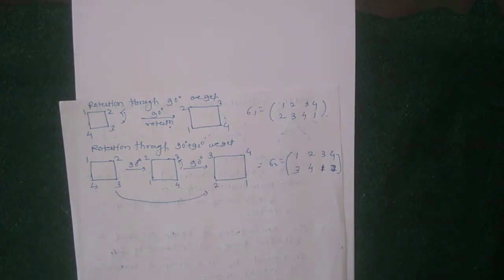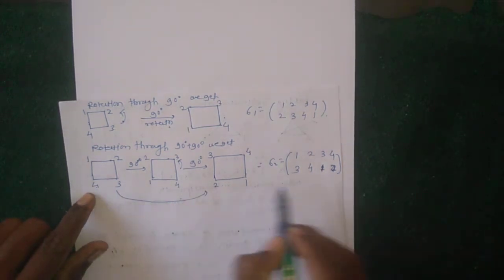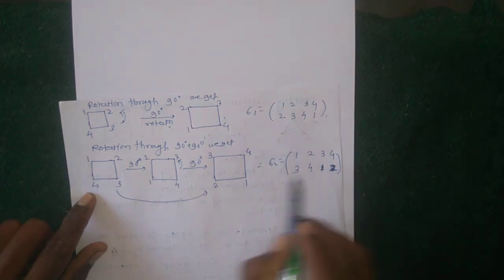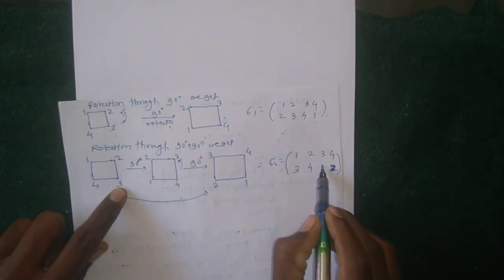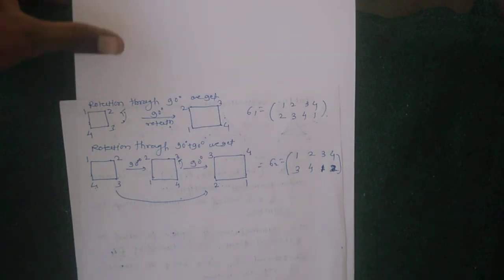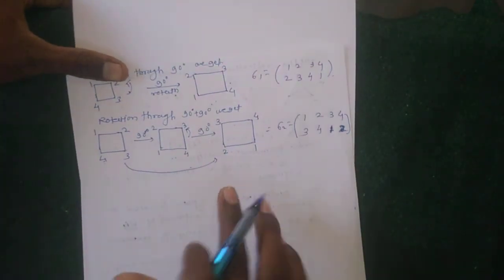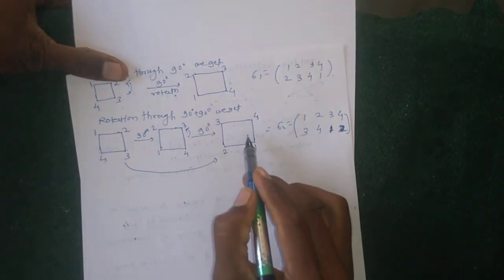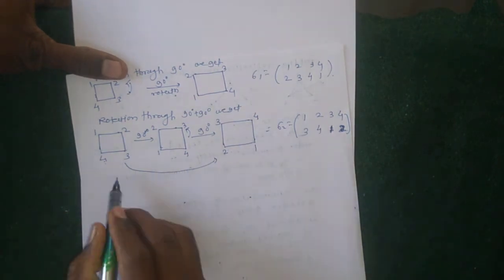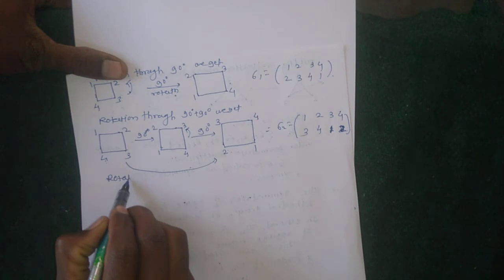1, 3, 4, 1, 2. So 4 has value 2 and 3 has value 1. This is one permutation. Again, rotation through 270 degrees: the square is rotated again through 90 degrees, so rotation through 270 degrees.